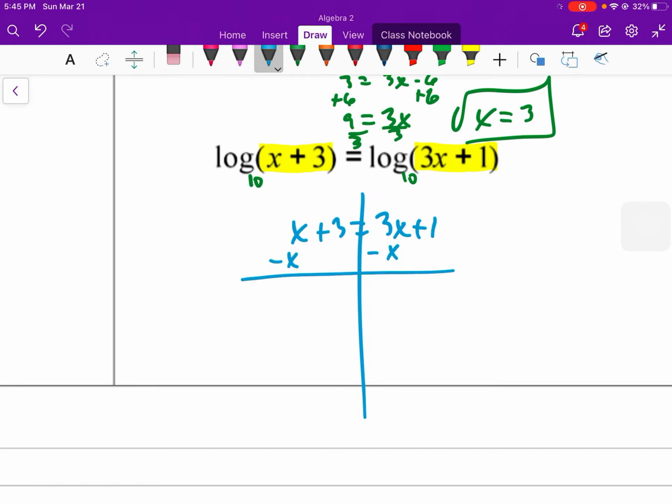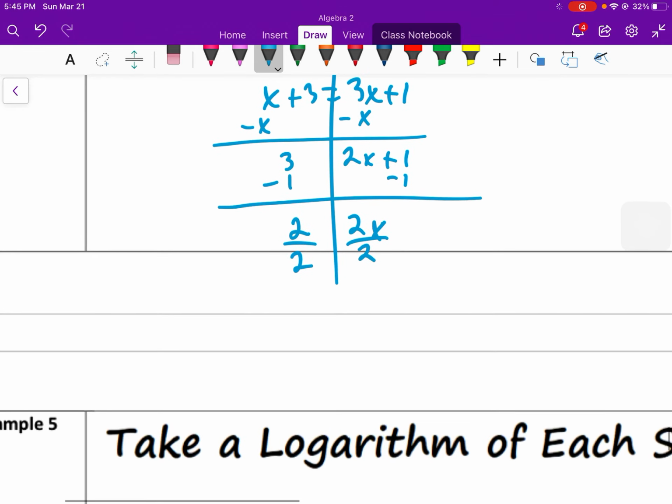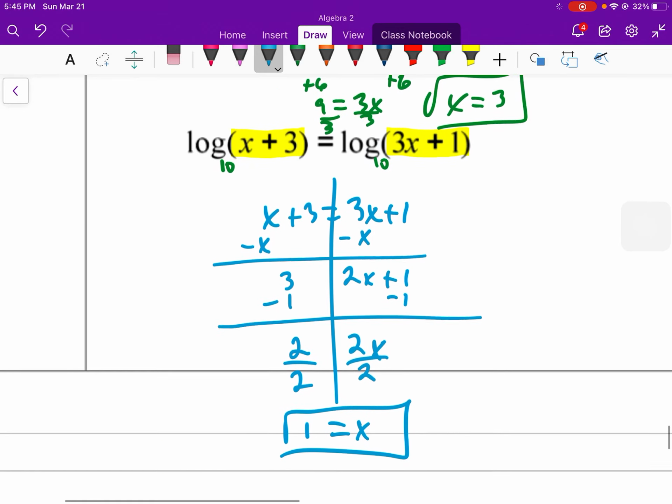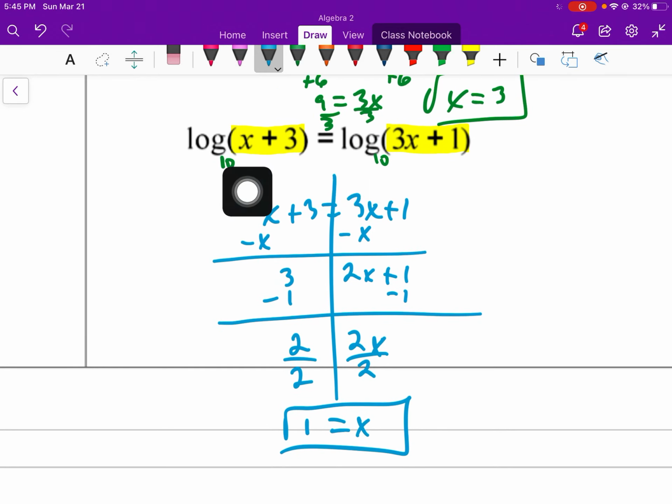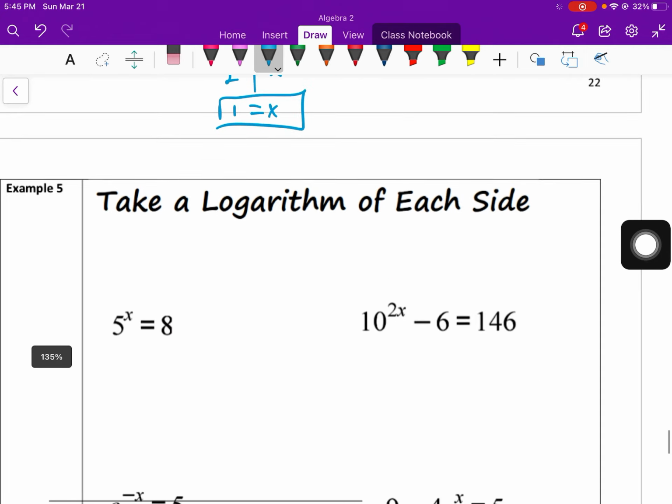Subtract x from both sides. So we get 3 equals 2x plus 1. Subtract 2. Oh, excuse me. I got ahead of myself. It will be 2 because we're subtracting 1 from both sides. And then divide both sides by 2 to solve for x. So 1 equals x. And that's what we would plug in and evaluate. And so you can check that one.